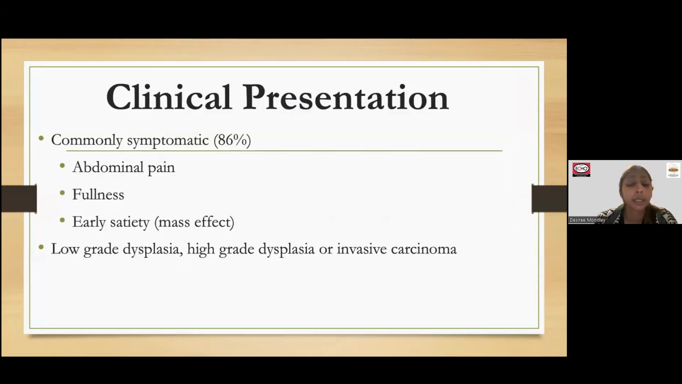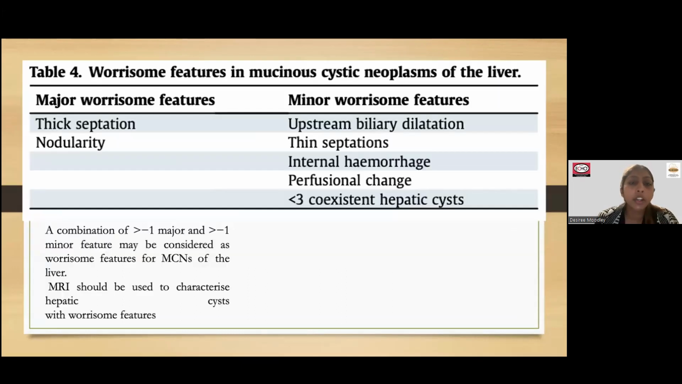So they're commonly symptomatic, 86% of patients. And these are, once again, mass effect, abdominal pain, fullness, early satiety, and then they can be low-grade dysplasia, high-grade dysplasia, or invasive carcinoma. So there are certain features that worry you when you look at an MCN. One major and more than one minor can be considered as worrisome features, and then you would do an MRI to characterize these cysts.